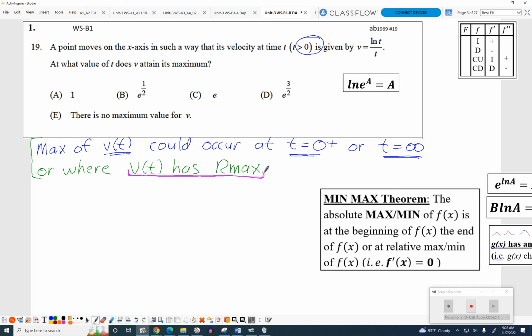I don't know. Okay, 2 points for staying with us here. Anna, what would you say? V of t has a relative max when v prime goes from positive to negative. There we go. 2 points for Anna.